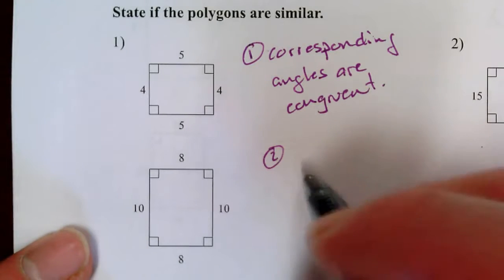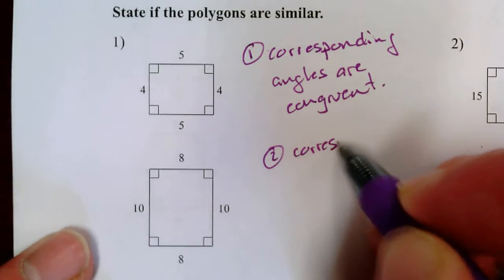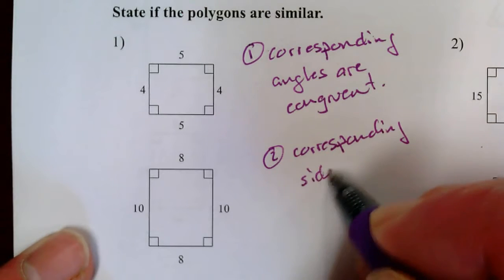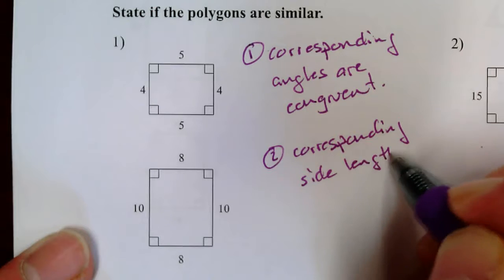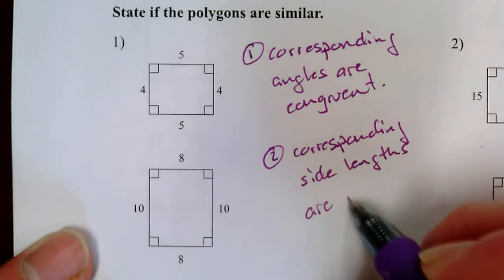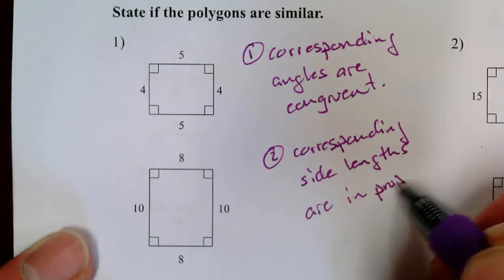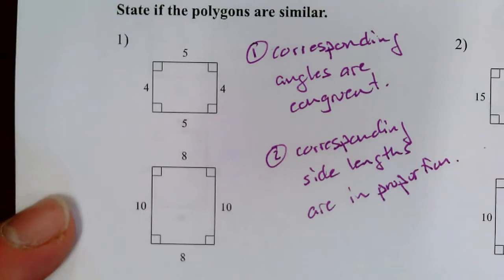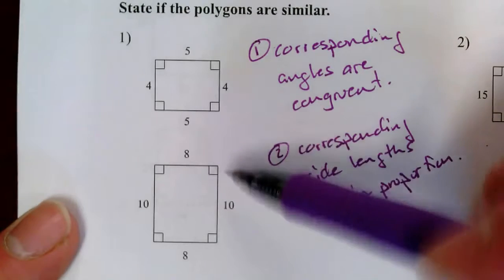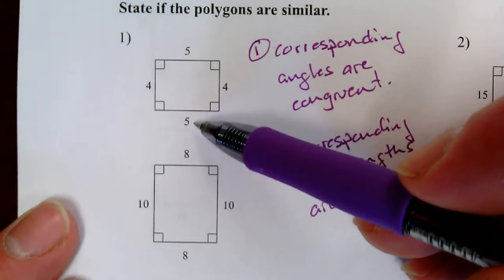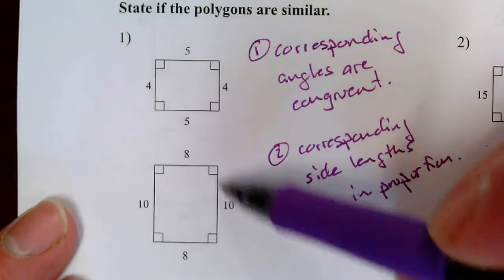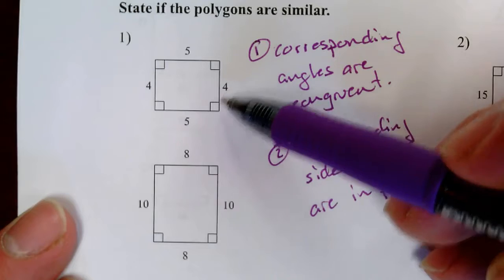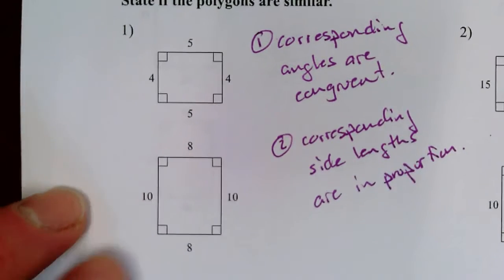And two, corresponding side lengths are in proportion, which means that if I make the ratio of one side to its corresponding side, it will be the same as the ratio of another side to its corresponding side. So let's take a look at this first one.